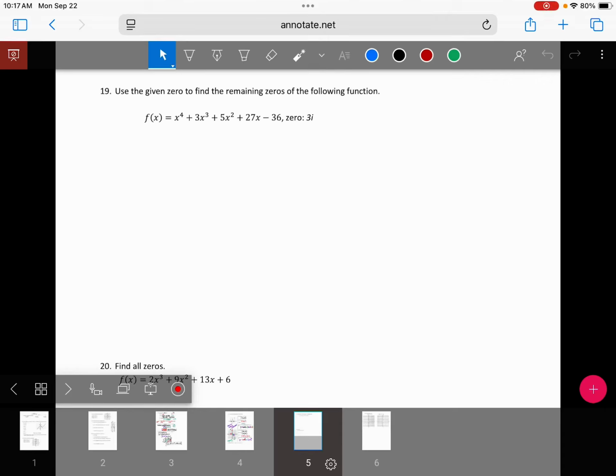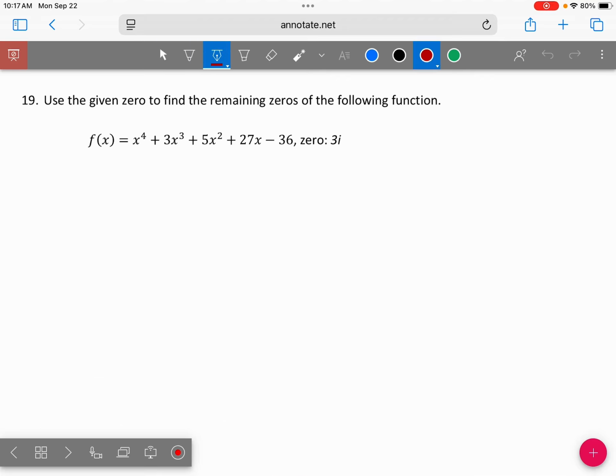For question 19, it says, use the given zero to find the remaining zeros of the following function. So for question 19, we know that we have a zero at 3i. And as I recall, imaginaries always come with a partner. So it's impossible to only have one imaginary. If I have a positive 3i, that means I also have a negative 3i.